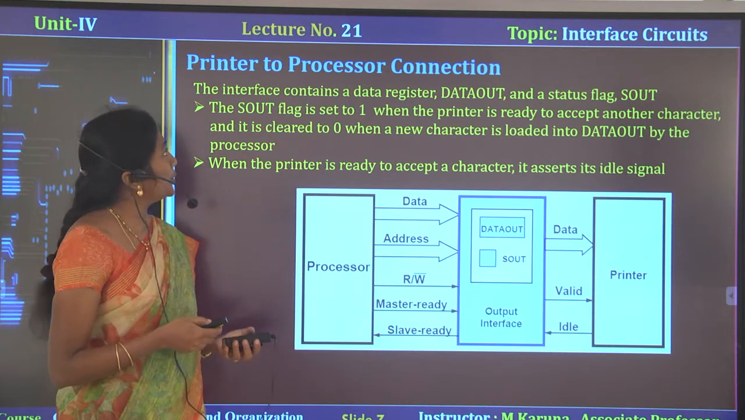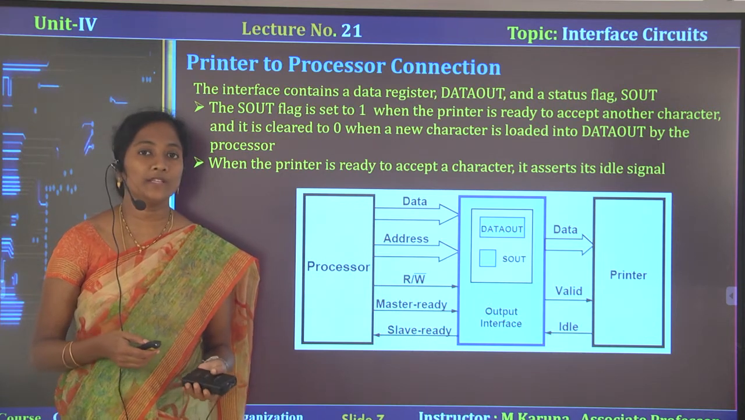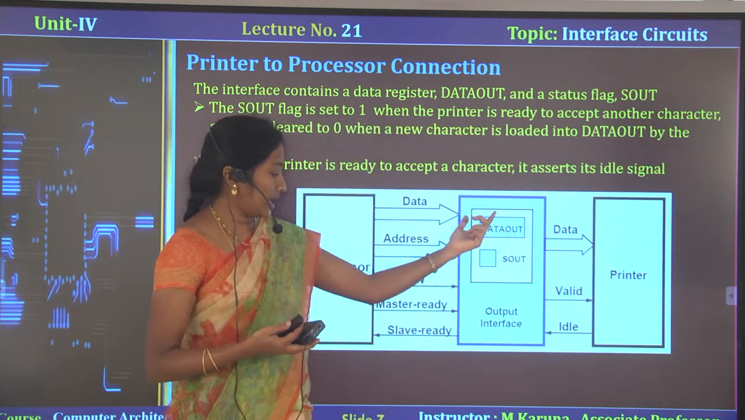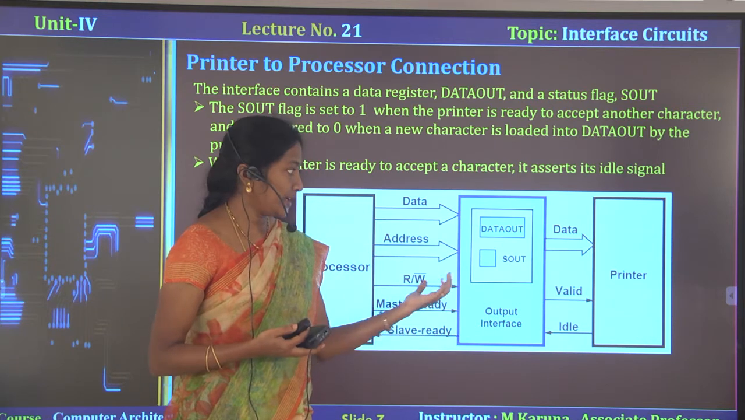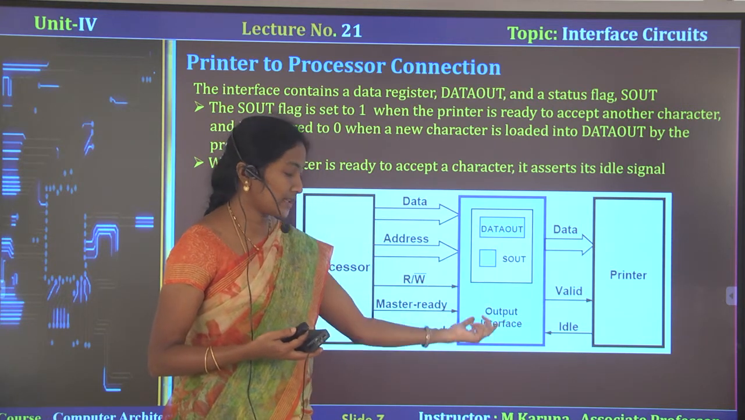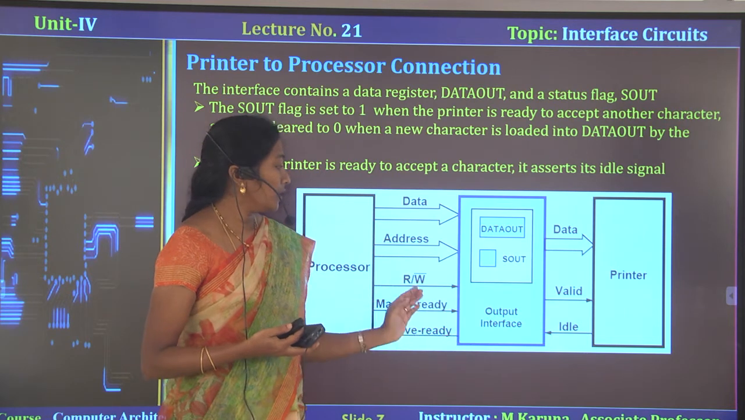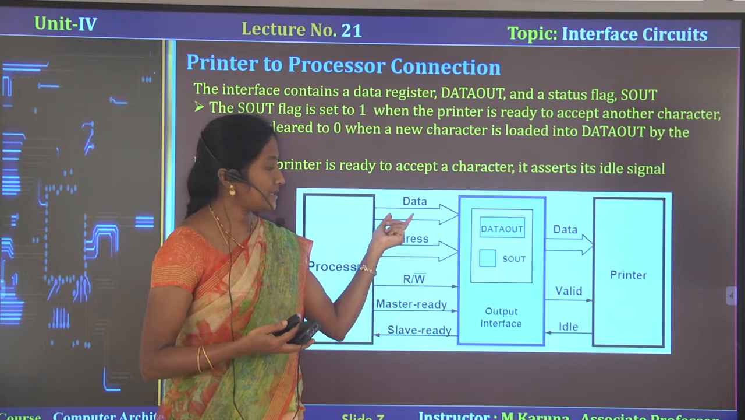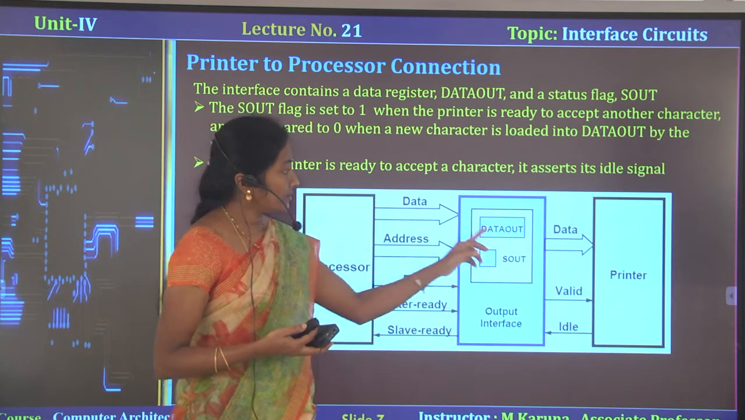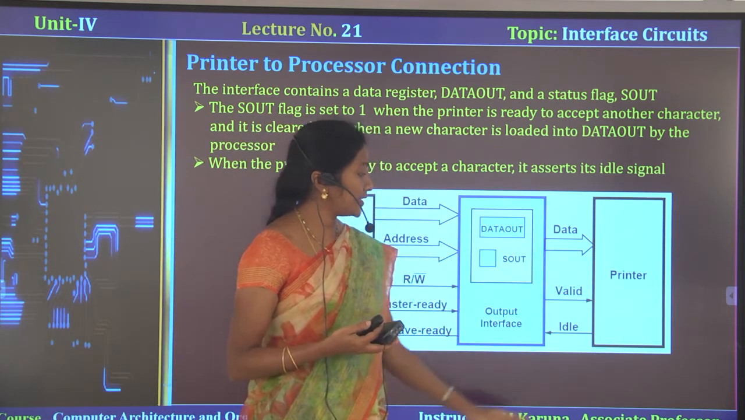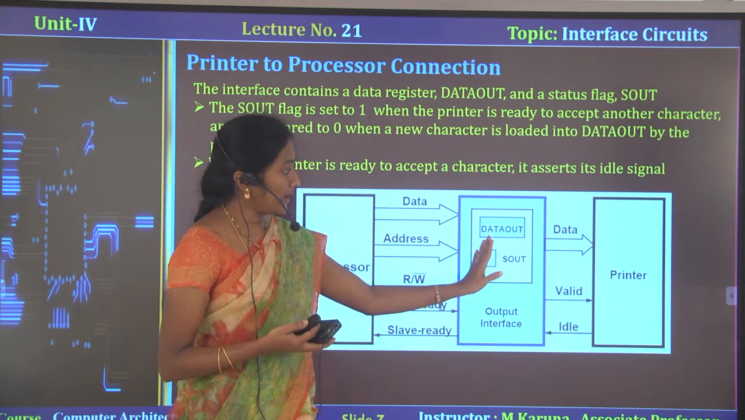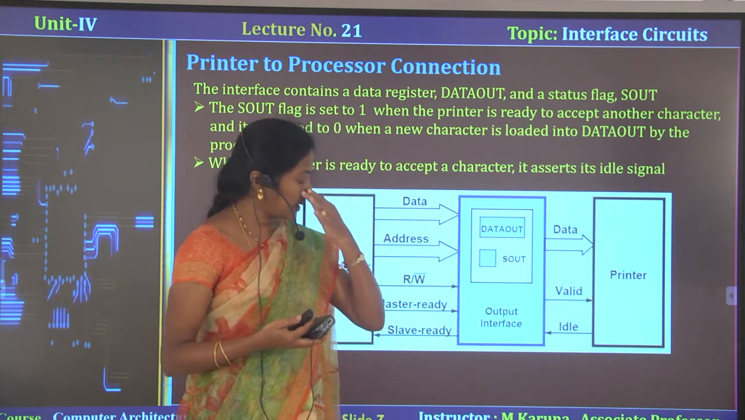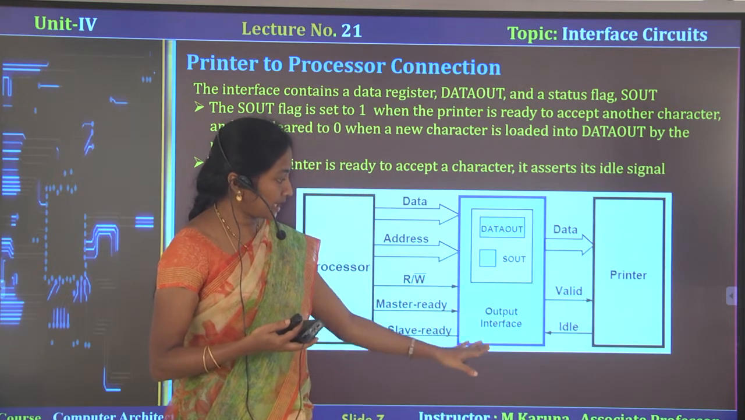Printer to processor connection. Likewise the write operation can be performed, in this case between the processor and printer. This is the output interface. The printer is an output device, that's why this interface circuit is known as the output interface circuit. Here the processor needs to send the data, so the data lines direction is towards the printer. Whenever the data is available in the data out register, a valid signal will be issued to the printer. That indicates there is valid data available in the data out register.